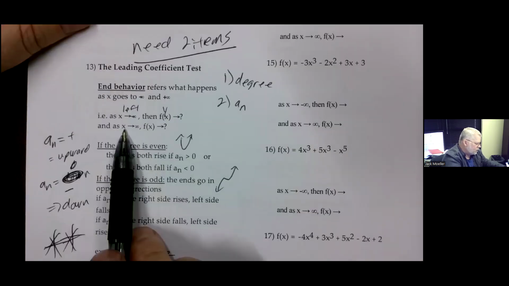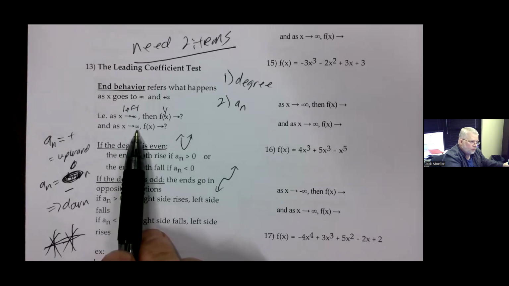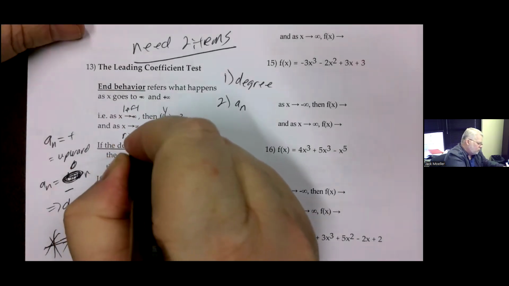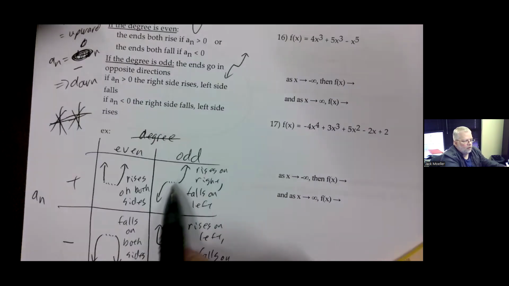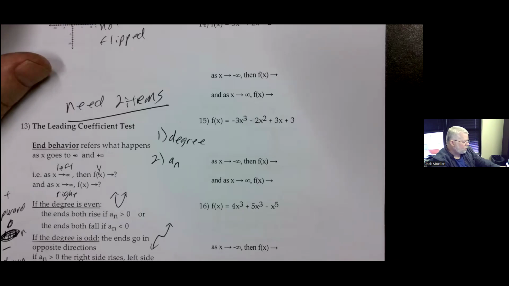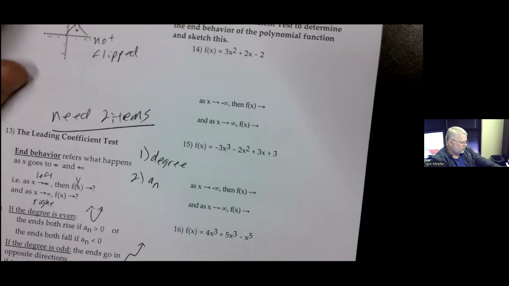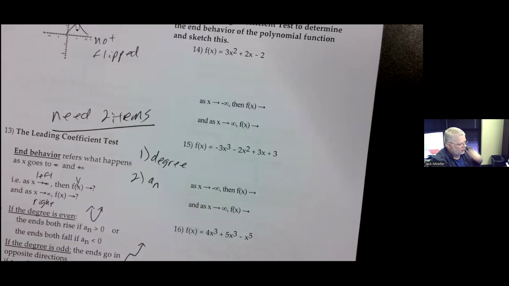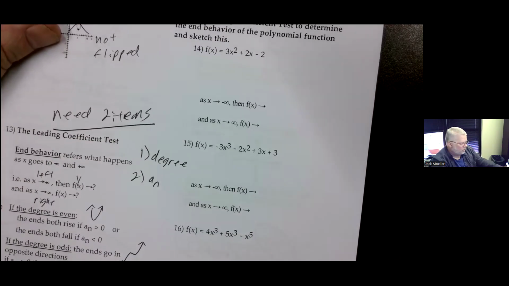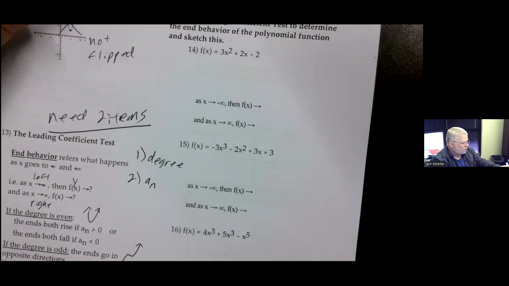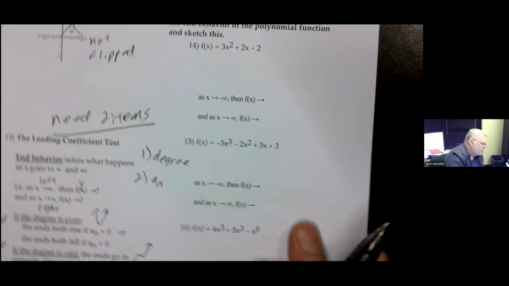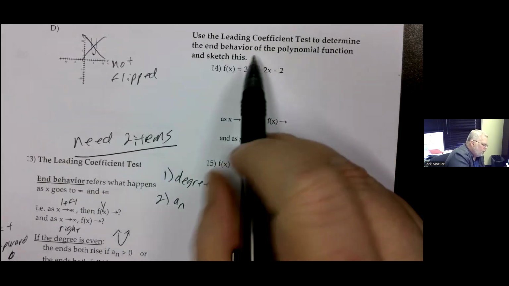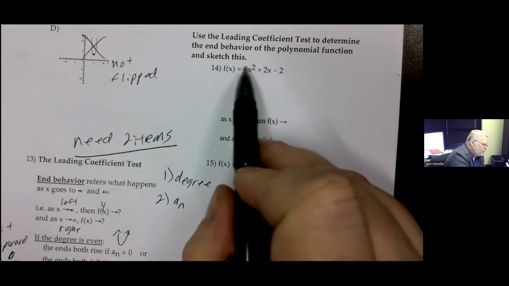And then the other way is x approaches or goes to infinity, so positive infinity, that means you're going to the right. Then f of x goes to where? So again, is the y value going up or down? And that depends on the degree and the leading coefficient. Okay. Let's go through some of these with this language, and then I think this will be a good point to stop and bring up MyMathLab before we get in and work on some of these, before we get into the zero stuff. Okay. So use the leading coefficient to determine the end behavior and then sketch it.